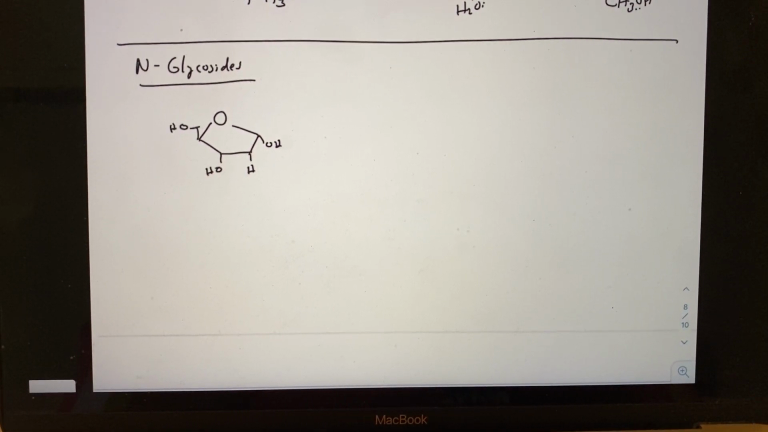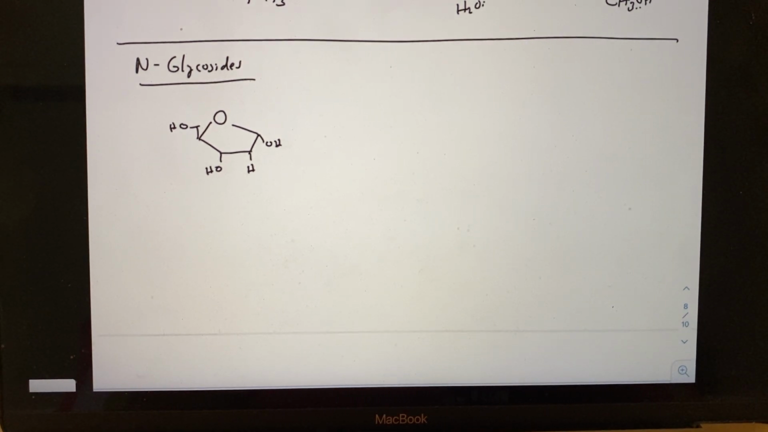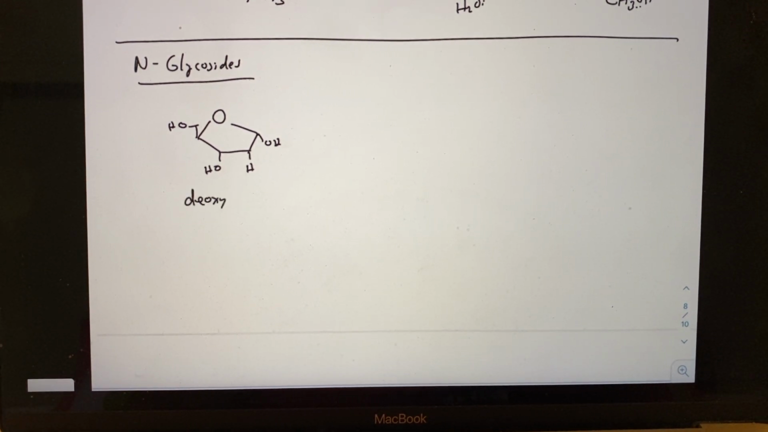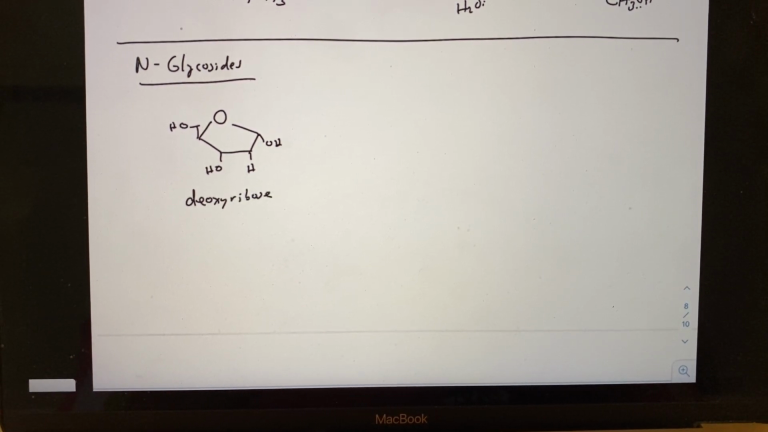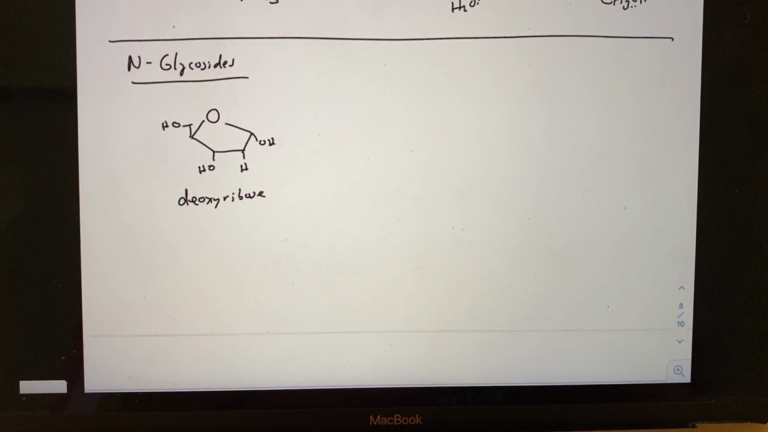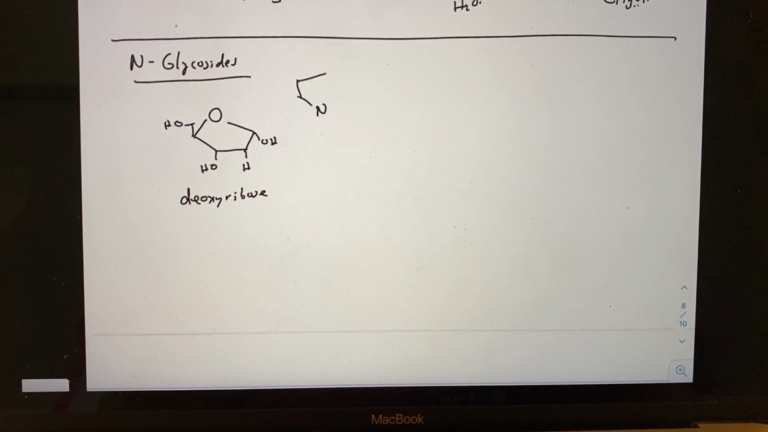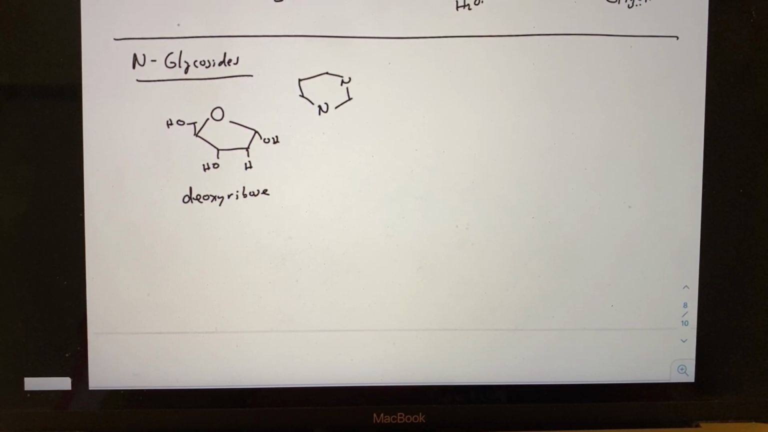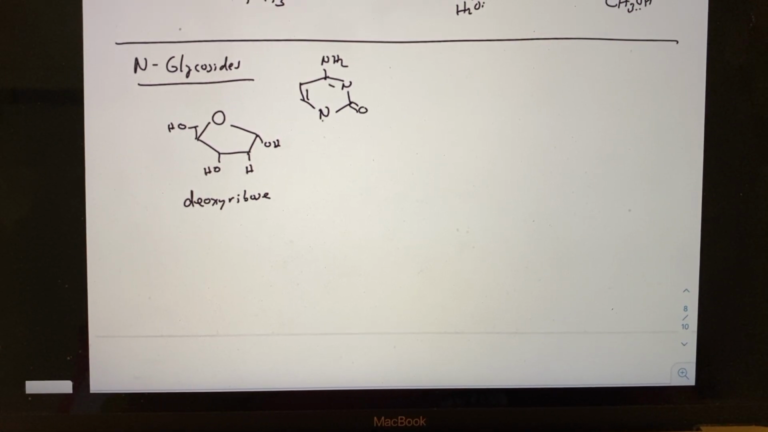I have a sugar like this. So this is deoxyribose. And if we were to react this in the presence of acid with some other nucleophile, let's use a nitrogen nucleophile. And I don't expect us to memorize these structures, just trying to wow everyone with something. But let's use something that looks like this.